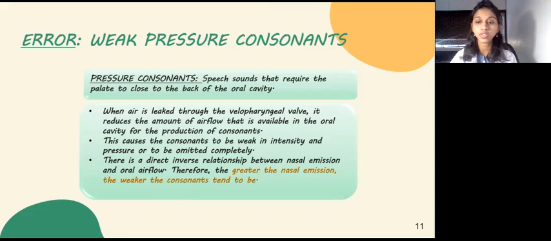There is an inverse relationship between nasal emission and oral airflow. Therefore, the greater the nasal emission, the weaker the consonants tend to be. Hence, a child displaying nasal air emission in his or her speech may also produce consonants that are weak in pressure.